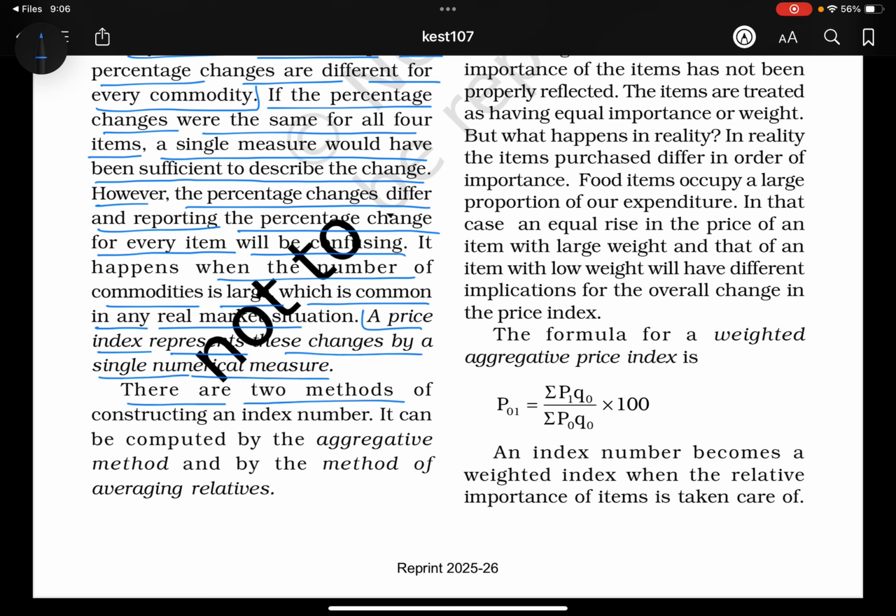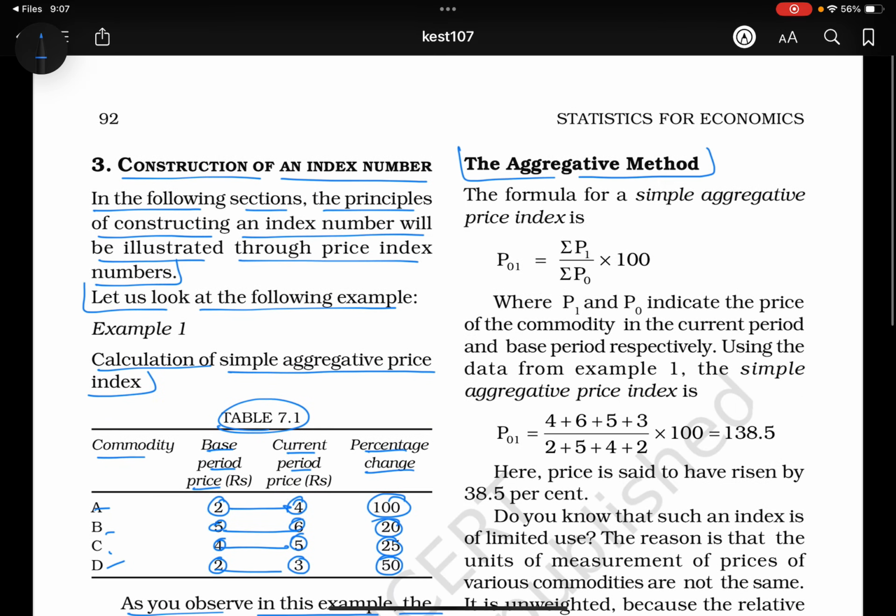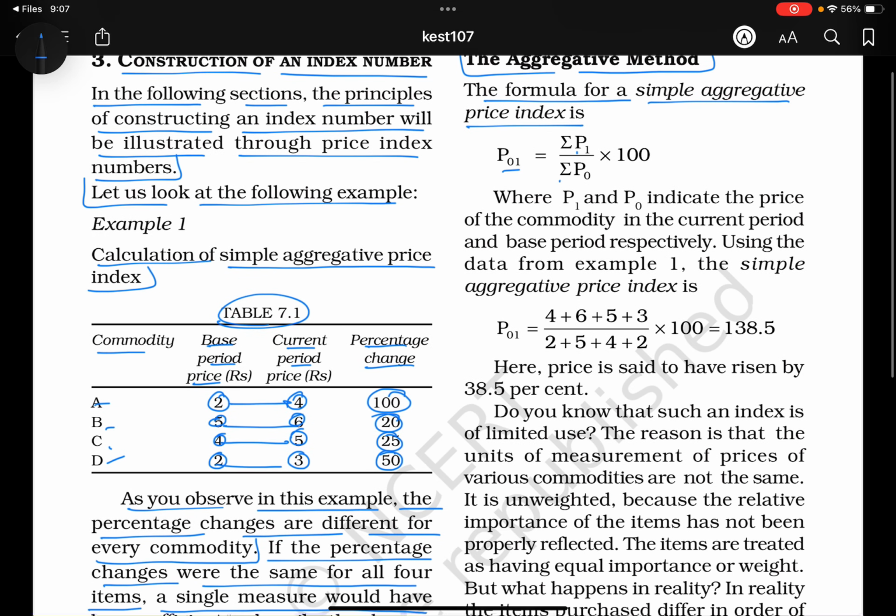There are two methods of constructing an index number. It can be computed by the aggregative method and by the method of averaging relatives. कौन कौन सी मेथड? एग्रीगेटिव मेथड और एवरेजिंग मेथड. The aggregative method. The formula for a simple aggregative price index is P01 = ΣP1 divided by ΣP0 into 100. P1 and P0 indicate the price of the commodity in the current period and base period respectively. Means P1 is current period and P0 is base period.